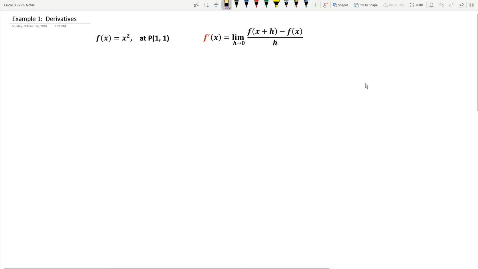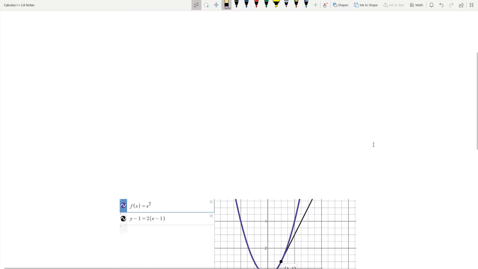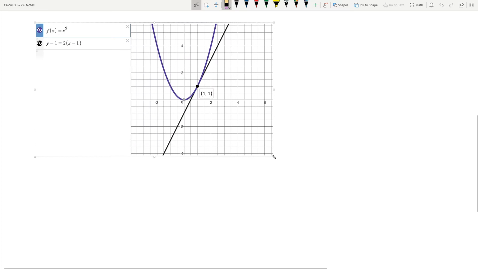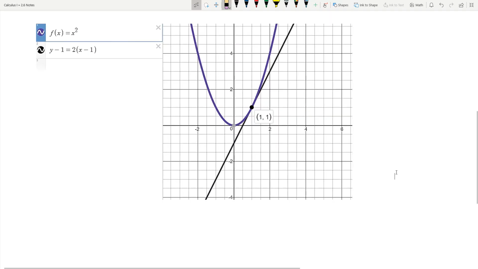And the reason that we're finding the limit as h approaches 0, from Desmos, I pulled up this function, which is just a parabola. And what I want to show you is that we are only given one point. We are given the point 1, 1. And the point on the graph, as you can see, this tangent line touches. It just barely touches that point at 1, 1.